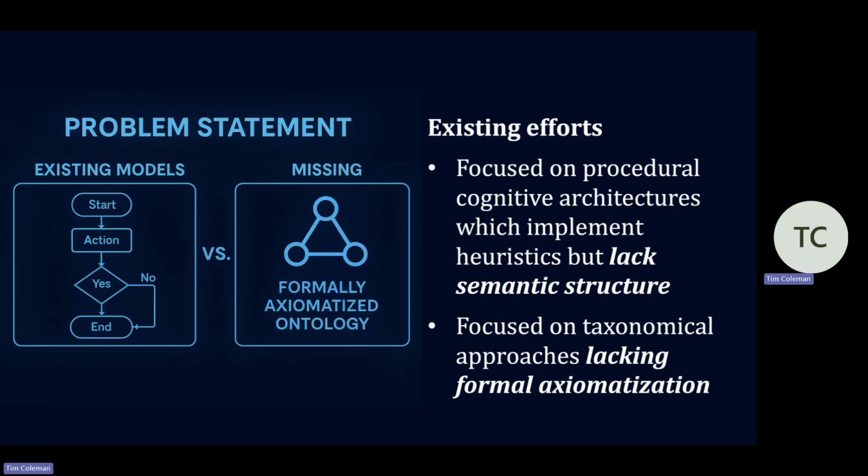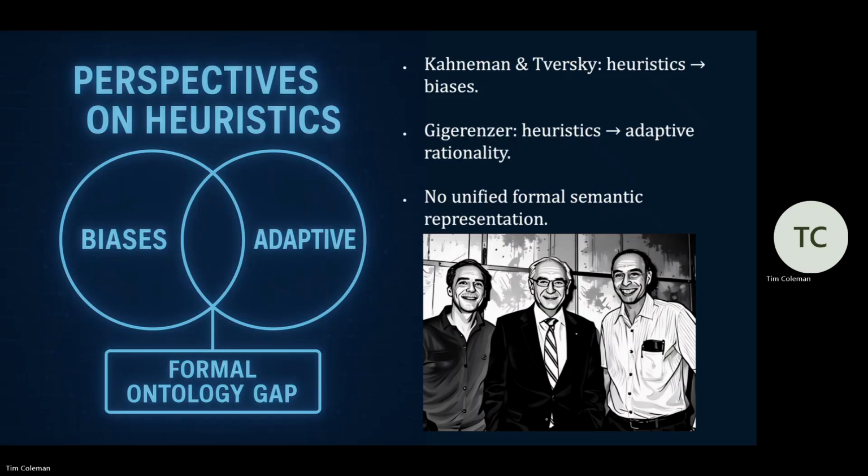To move forward, we have to reconcile two big perspectives from cognitive sciences, one that sees heuristics as biases and one that sees them as adaptive rationality. Let's look at those next. To really understand why heuristics matter and why modeling them is challenging, we need to look at two different perspectives that have shaped the field.